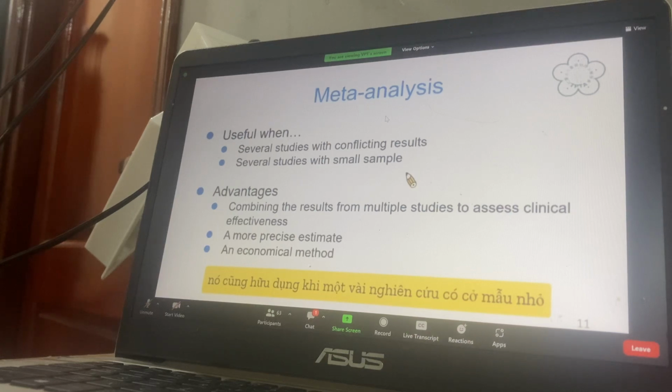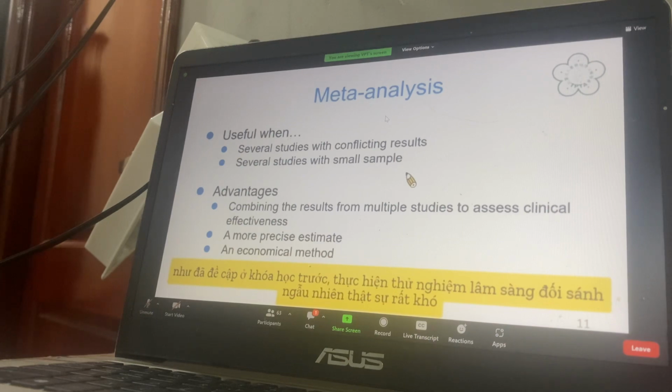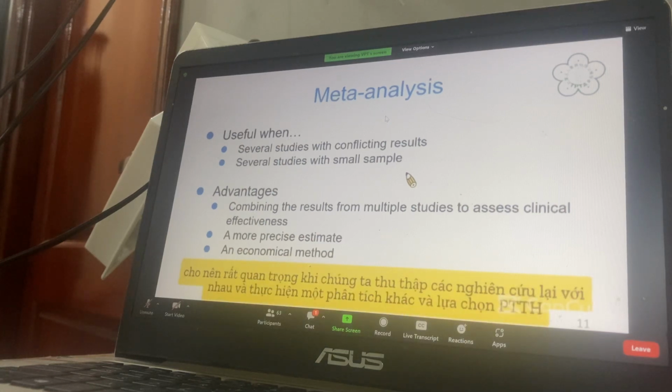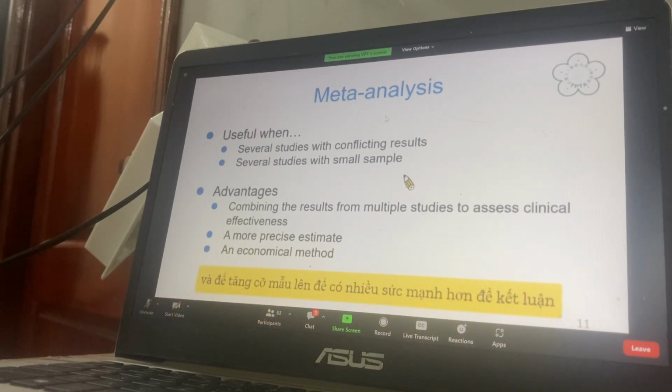It is also useful when several studies have small sample sizes. As we have mentioned in our previous course, conducting a randomized controlled trial is really hard, and there are a lot of reasons for the researchers not being able to recruit a large sample of subjects. Therefore, it is important that we gather all these studies together and do another analysis, which is meta-analysis, to increase the sample size in order to have greater power to draw a conclusion.